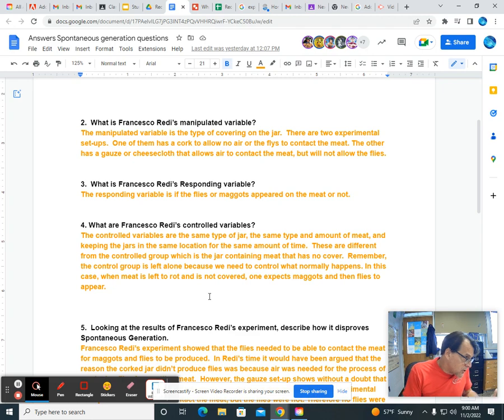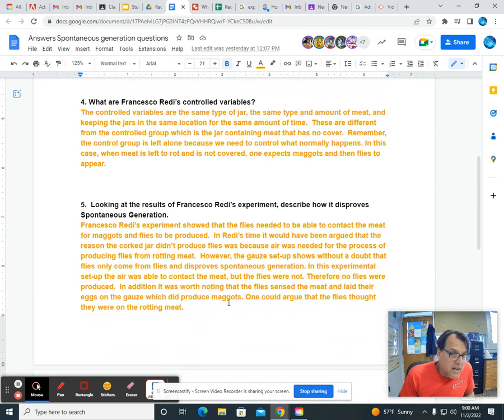So the controlled variables, besides the difference from the control group, were that there was the same jar in each of the setups. There was the same type of meat. There was the same amount of meat. The experiment was carried out for the same time for each of the jars in the same location, so they were subjected to the same conditions. And we already discussed how it disproves spontaneous generation, so I won't go over that question again.